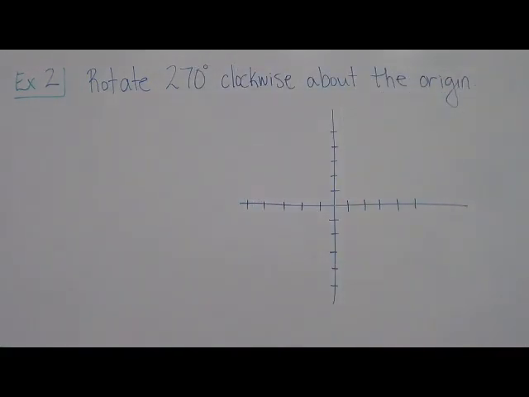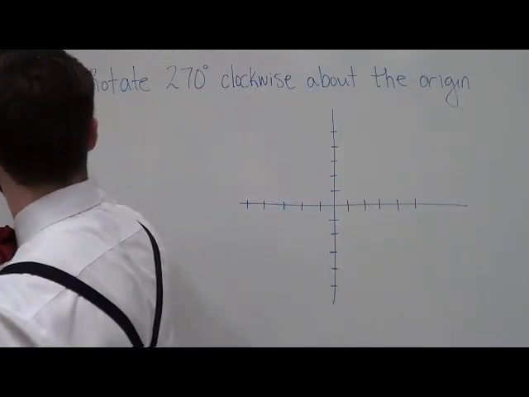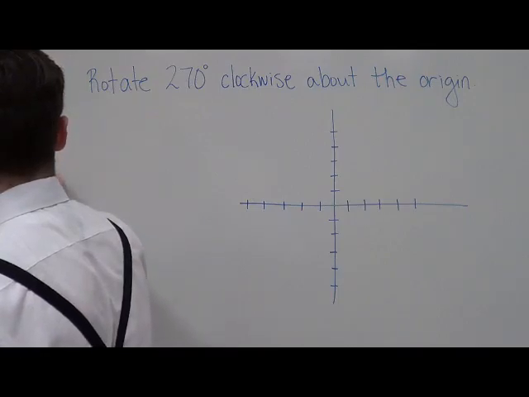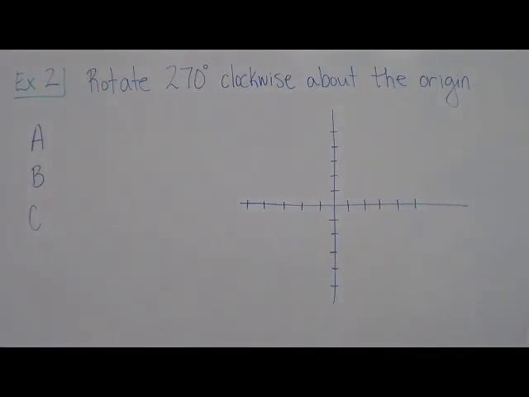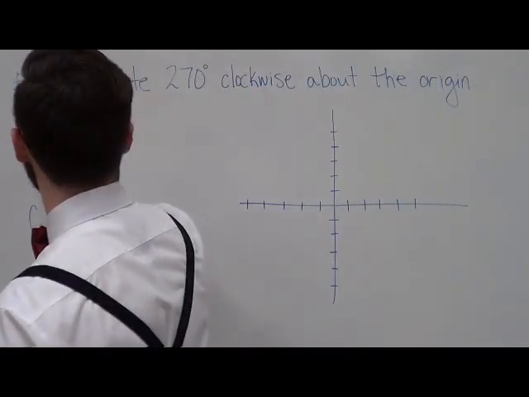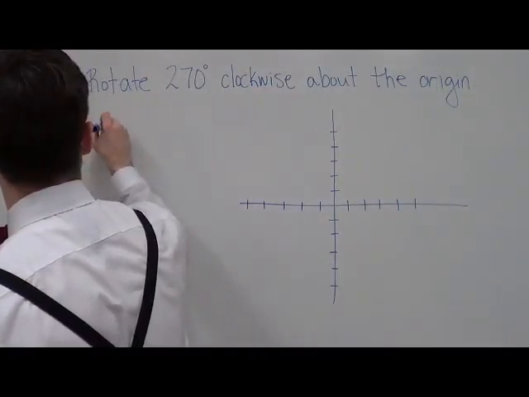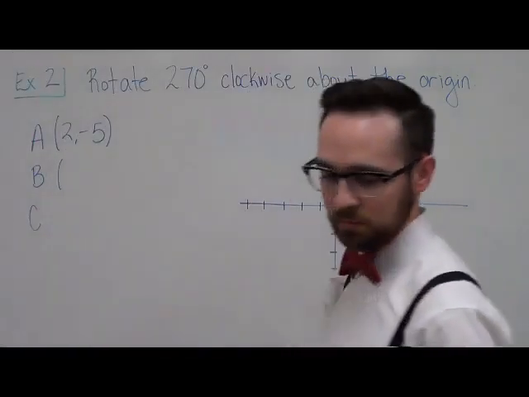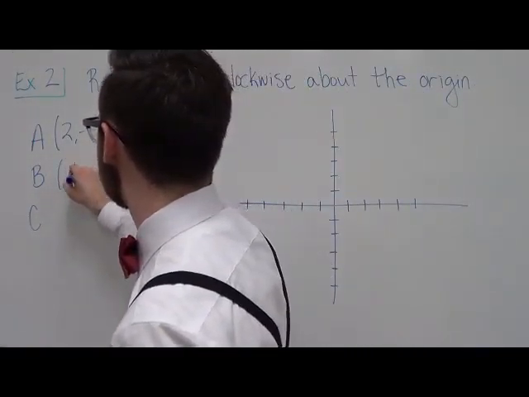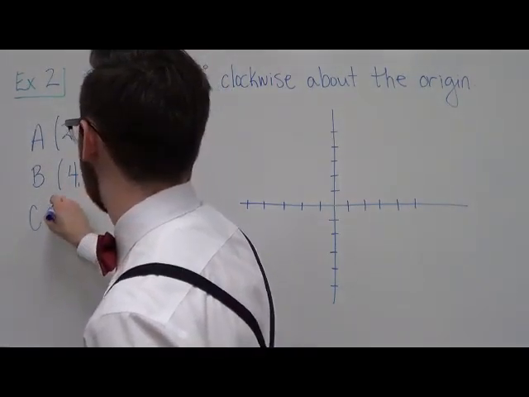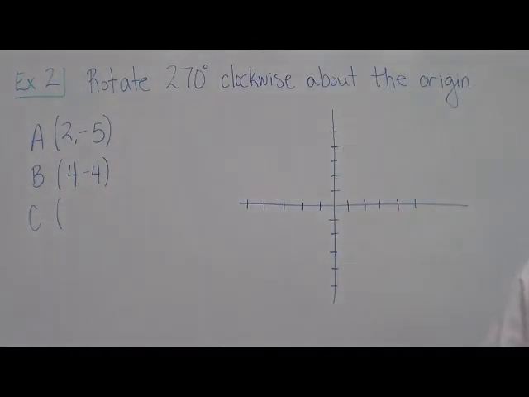And the coordinates we're looking at, first one, so I'll put these over here. Just doing a triangle, so it's A, B, and C. A is at (2, -5). B is at (4, -4). And C is at (2, -1).